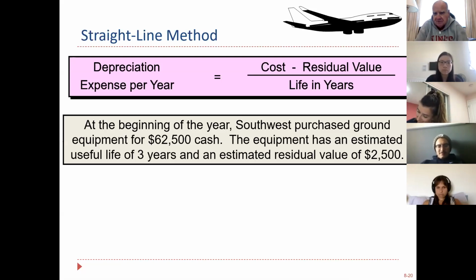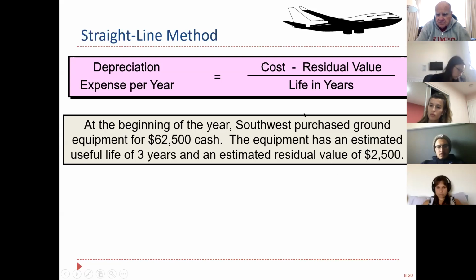$62,500 is what we paid for it. But the residual value is $2,500. Why is that super important? Because you do not depreciate the residual value. When a piece of fixed asset equipment is fully depreciated, the net book value must equal the residual value. You never ever bring the net book value below the residual value. If there's no residual value, then it's zero. It makes it a little bit easier.